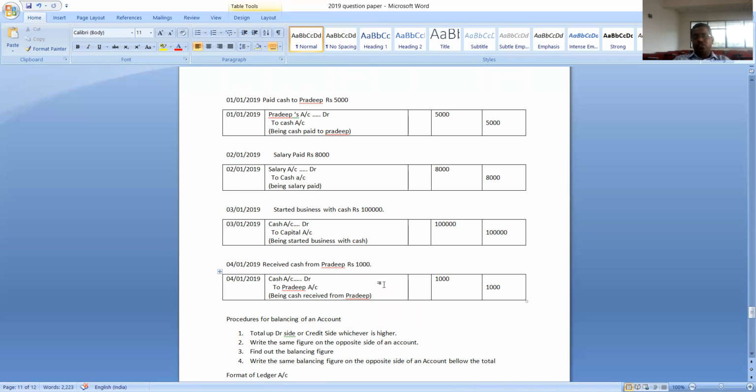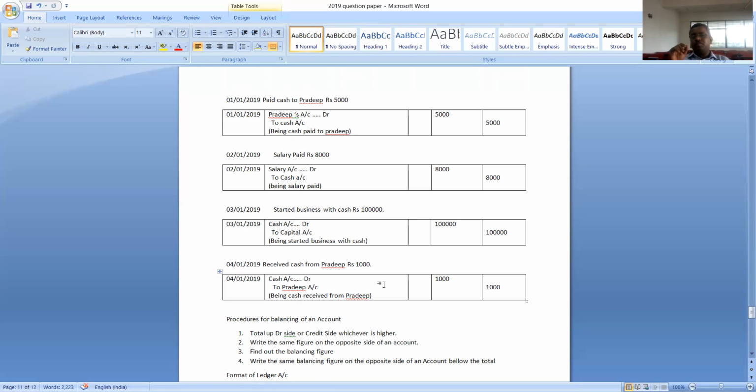That is only called as ledger. Now, what is ledger? It is a book in which all similar kind of transactions are recorded at one place. That particular book is called as ledger. So here n number of times cash account has appeared. Understood? But we should prepare only one cash account.